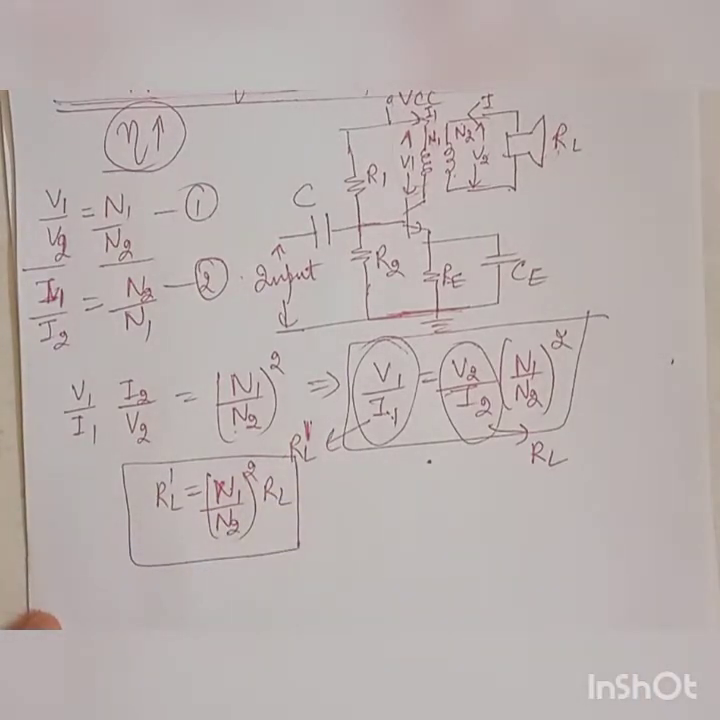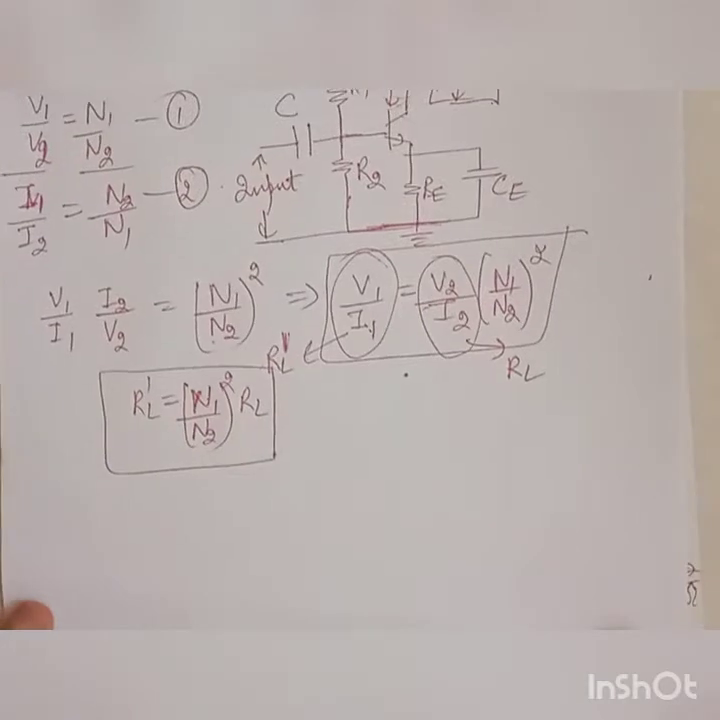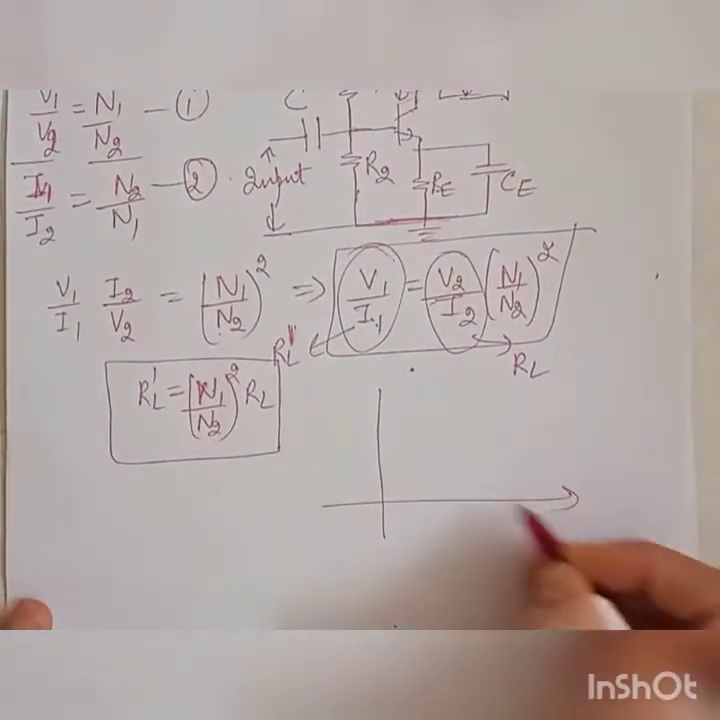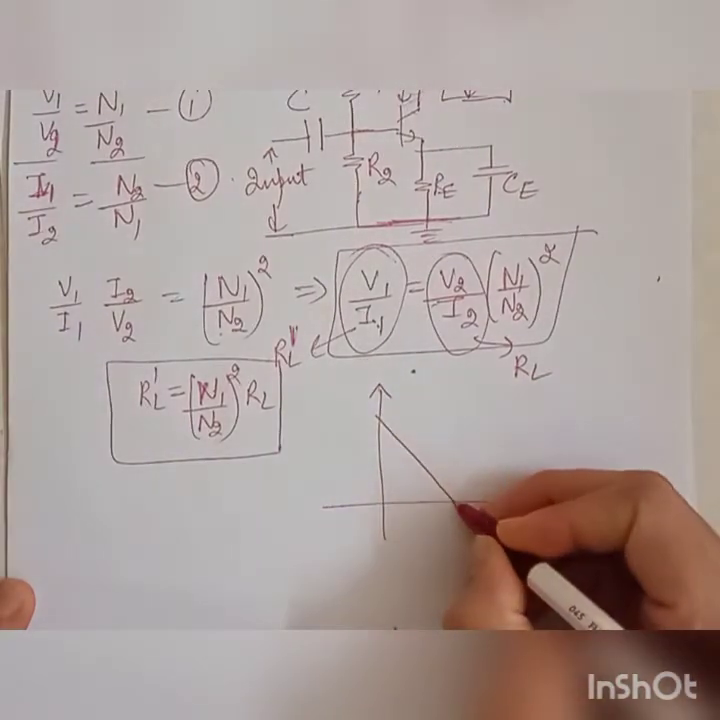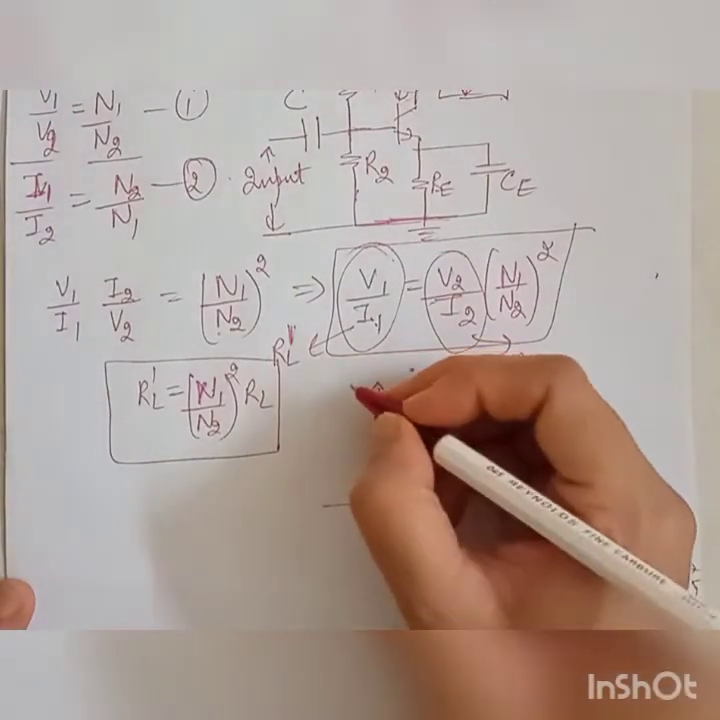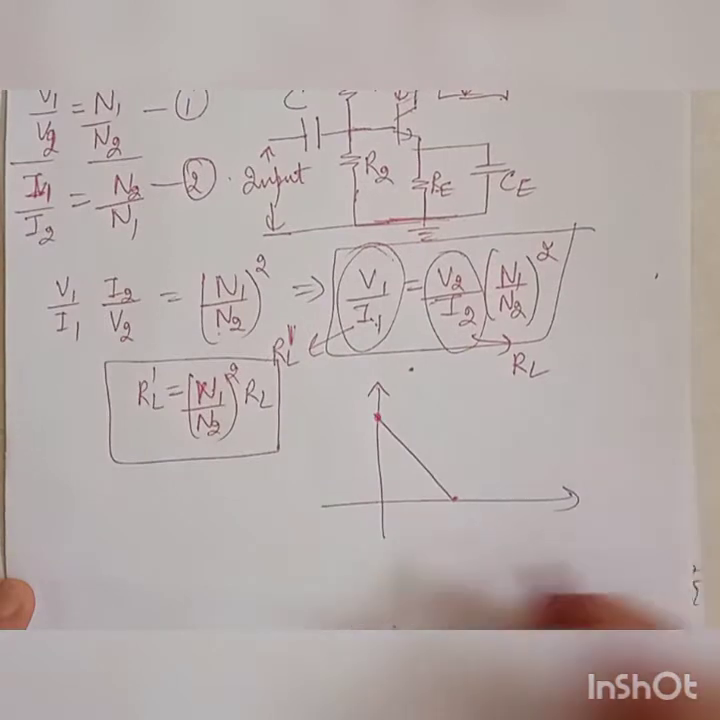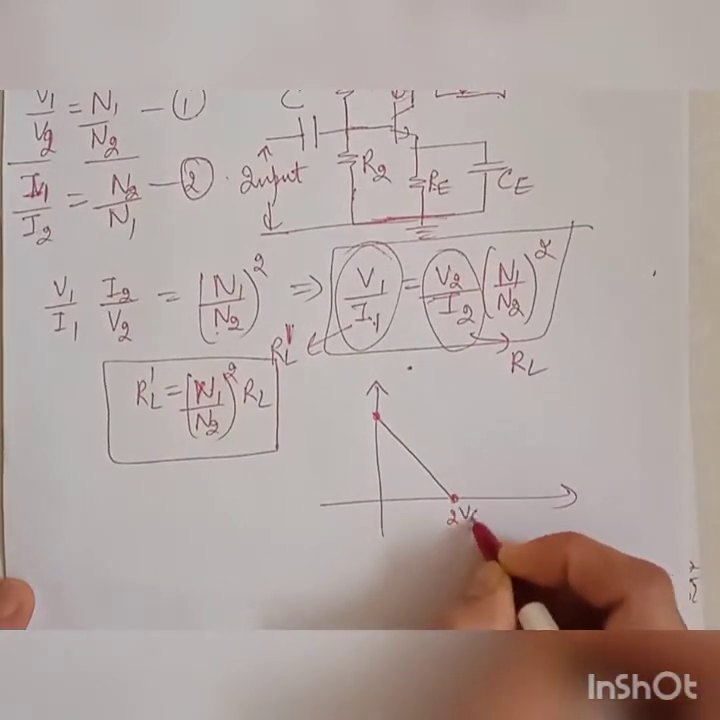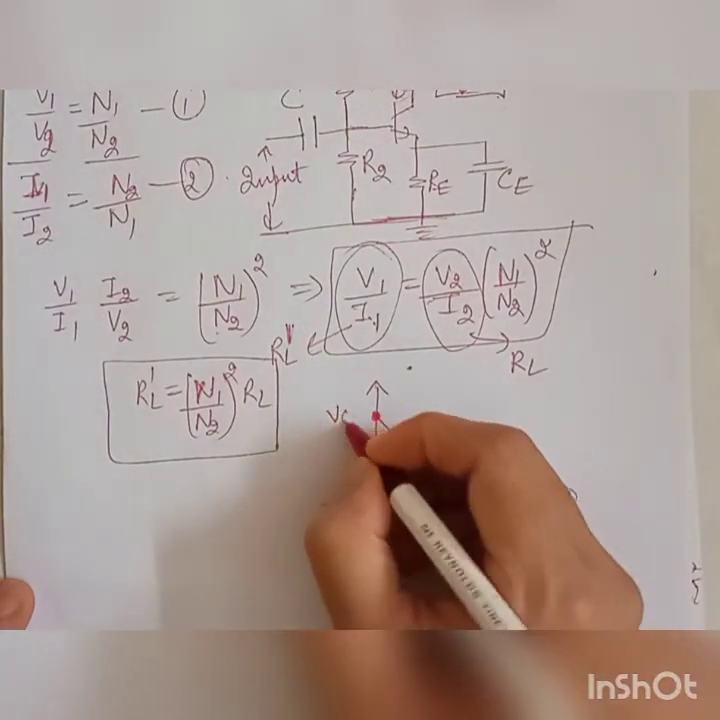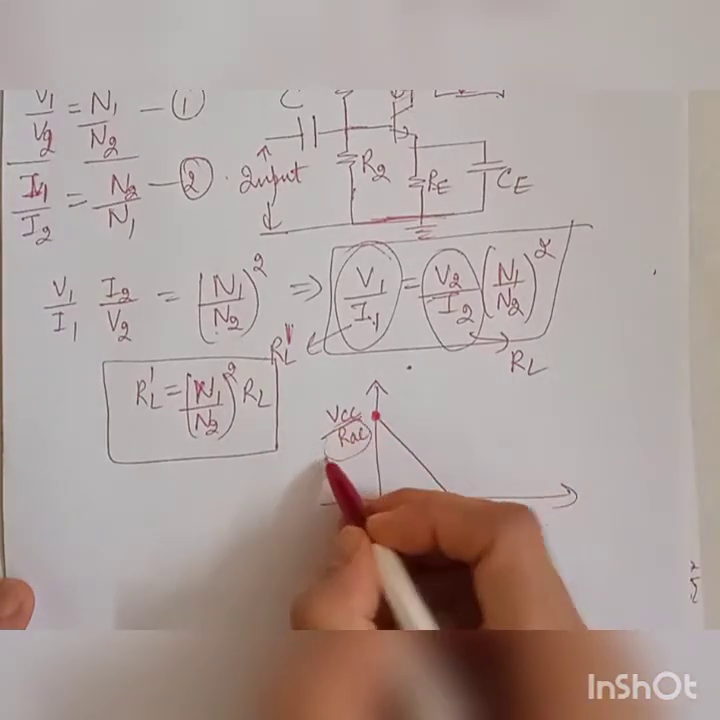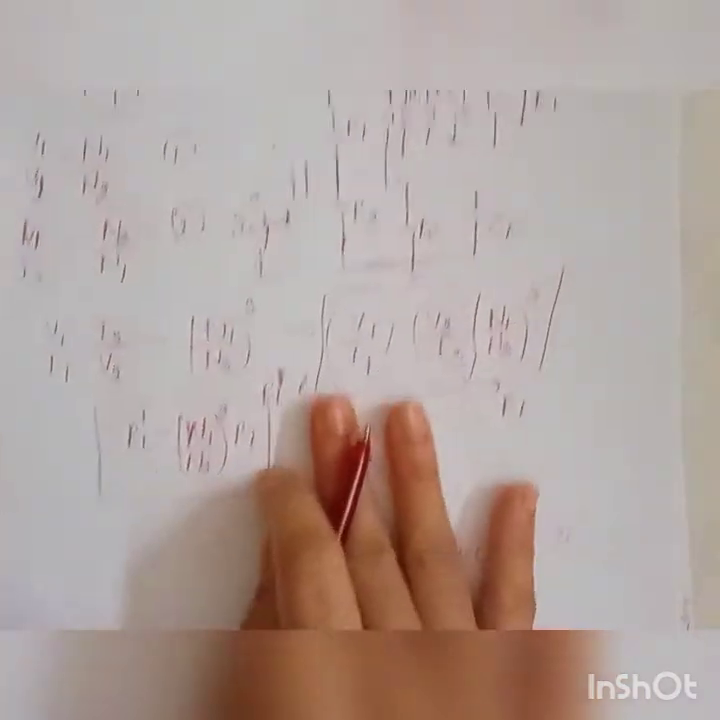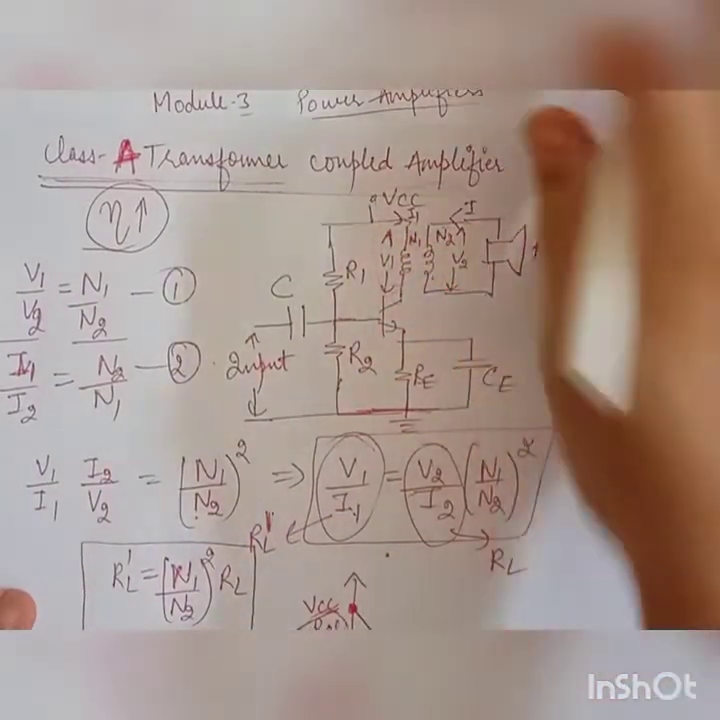Now here I will be drawing a load line. I will be drawing a DC load line and an AC load line here. So this is my AC load line. This is my current. This is my voltage. This point where it cuts is VCC. This point where it cuts, this coordinate is 0, RAC. This RAC is nothing but the AC resistance of the primary winding here. This primary winding here.